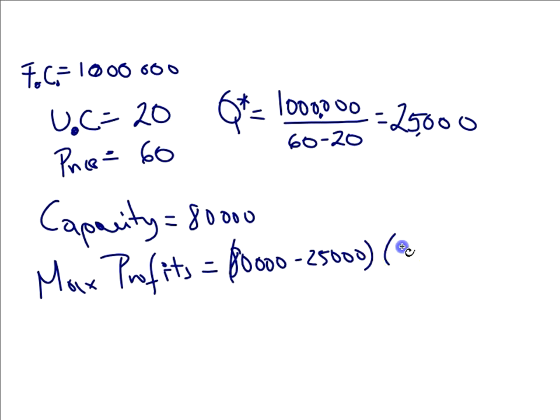And the profit per unit is 60 minus 20. So that's the maximum profit that we can get when we produce this. And let's see, 80,000 minus 25,000 is 55,000. That times 40. The maximum profit that the company could make working at full capacity would be $2,200,000 per month.